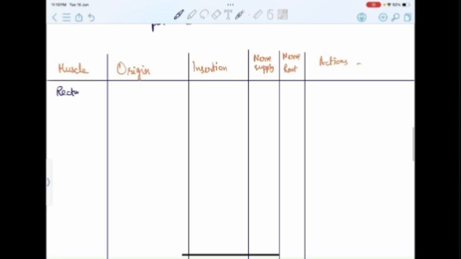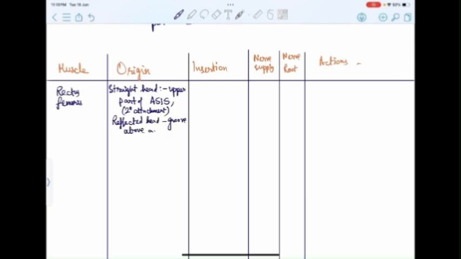Rectus femoris. It arises by two heads. I hope you have seen that in the bones also. Straight head: upper part of the anterior inferior iliac spine. It is actually the secondary attachment. Reflected head: groove above the acetabulum. This is the primary attachment.